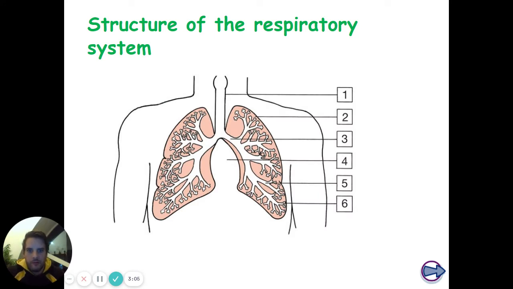So you should be able to pause the video now and see if you can remember back to science in S1, S2. You should be able to label number 1, that main tube that comes down, number 3, where it splits, number 5, the smallest tubes, and number 6, the fancy name for the air sac.